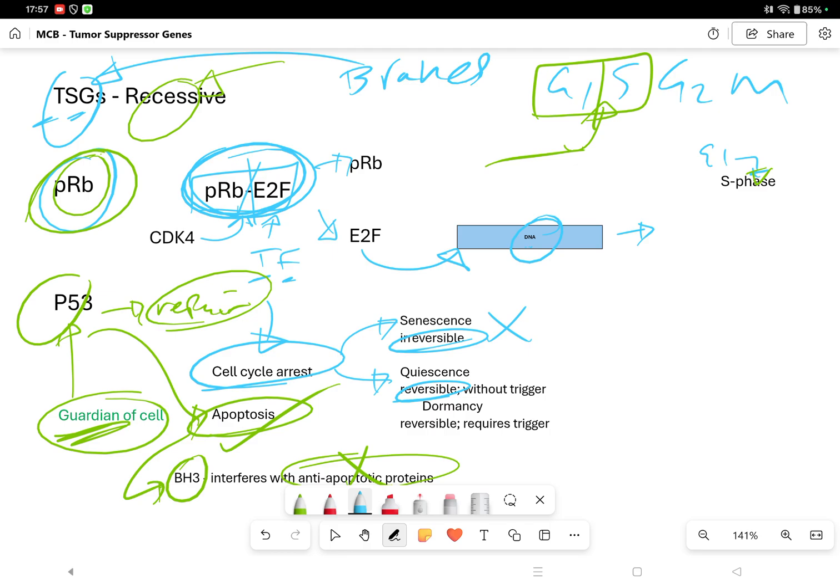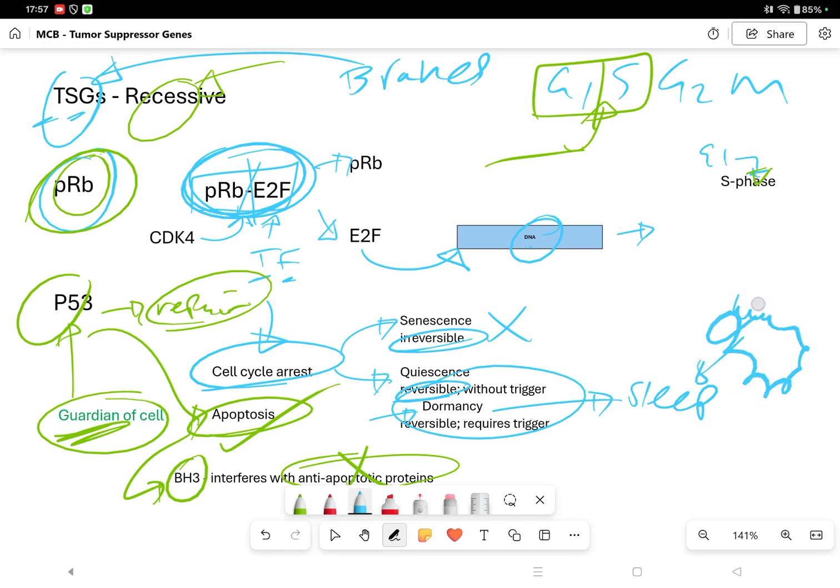Within the quiescence state, you can have a state of dormancy. Dormancy essentially is the cell going into a sleep mode. As I say, quiescence is reversible. But the difference between dormancy and quiescence is that dormancy, because it's asleep, needs waking up. It needs triggering. Come on, wake up. So it requires a trigger, whereas quiescence can come back from cell cycle rest into cell cycle replication without the trigger. And that's your P53.